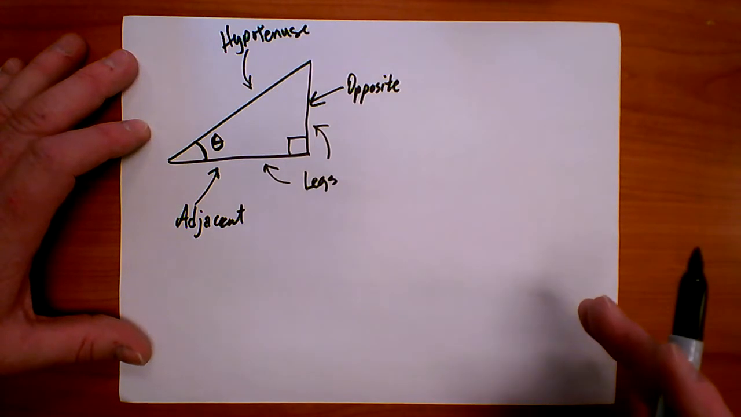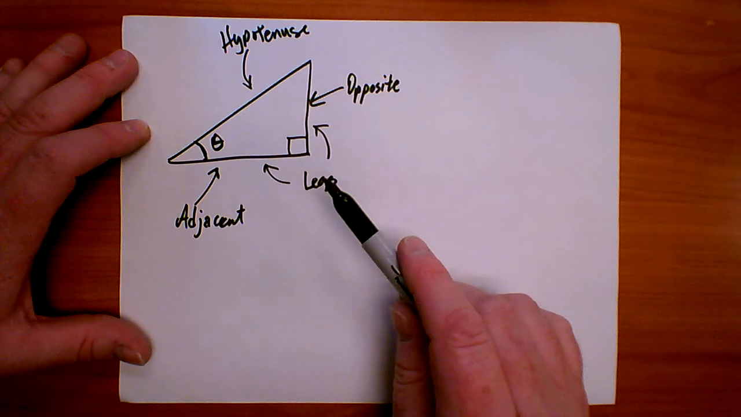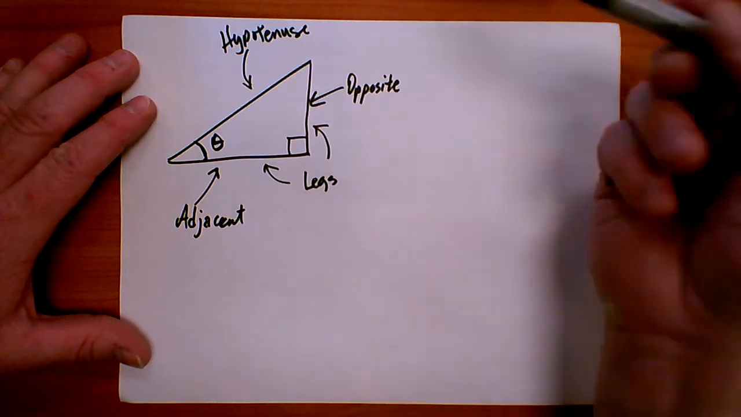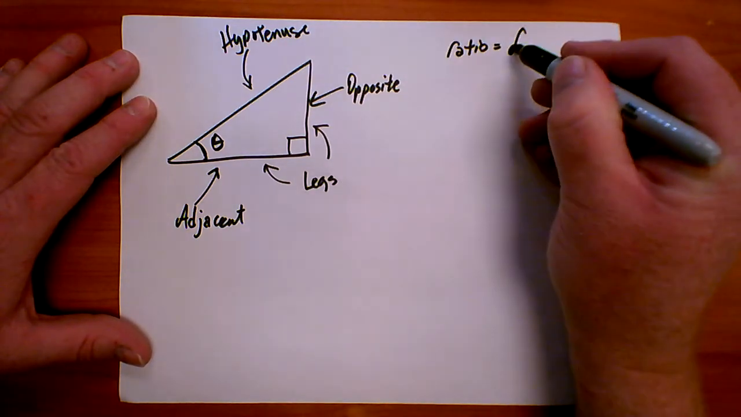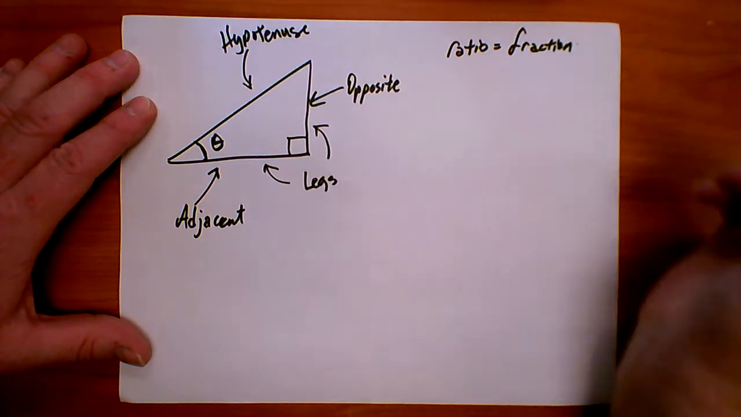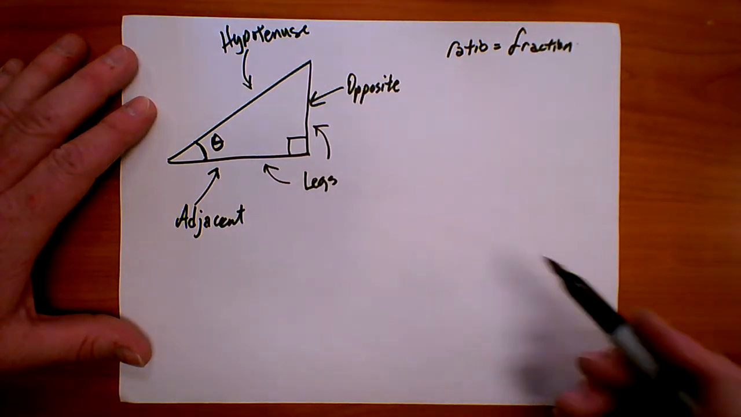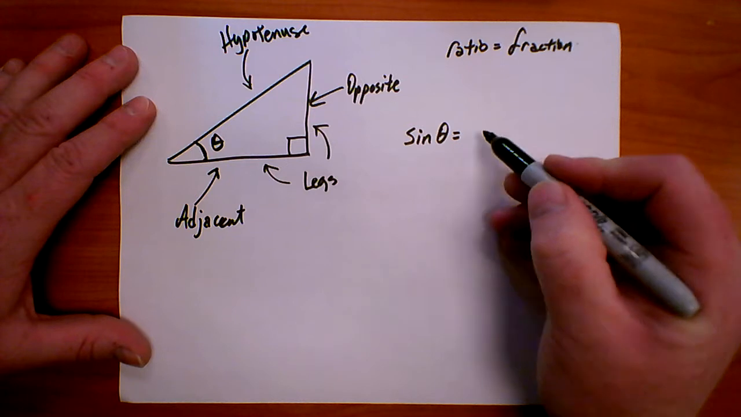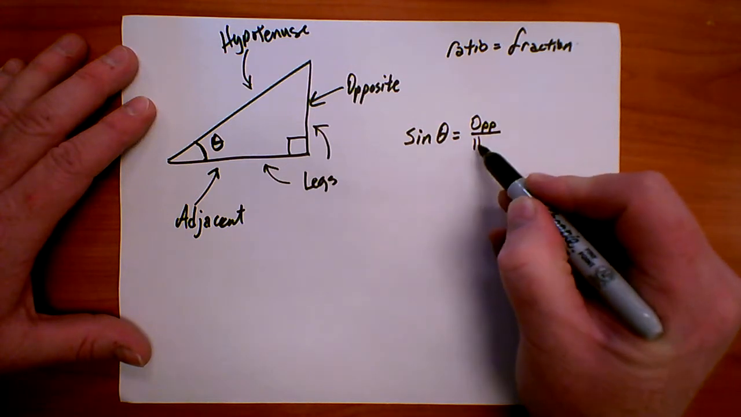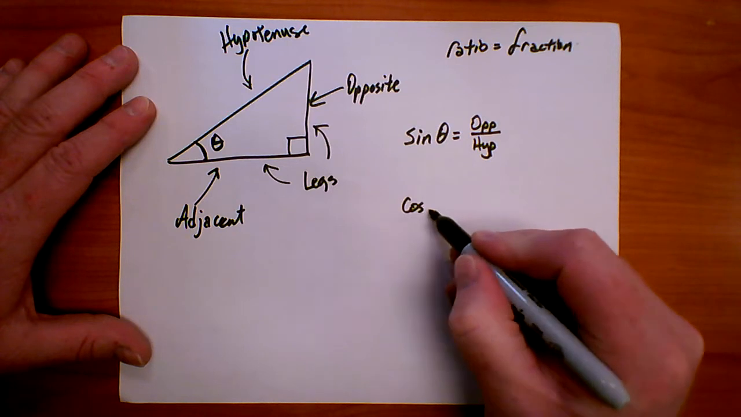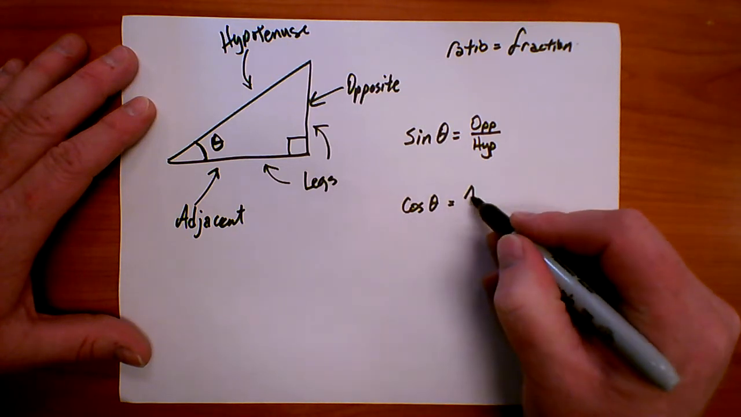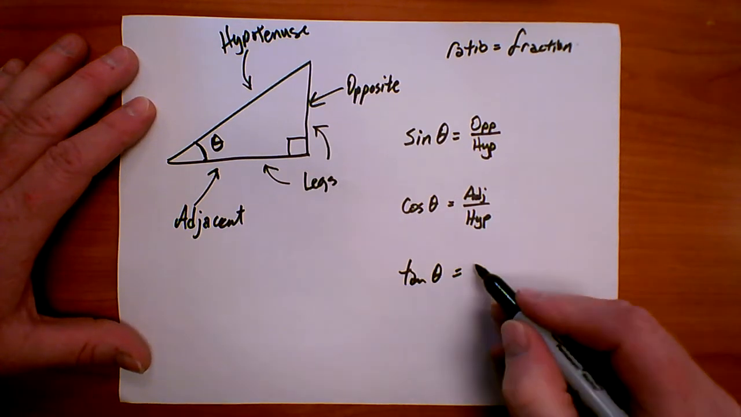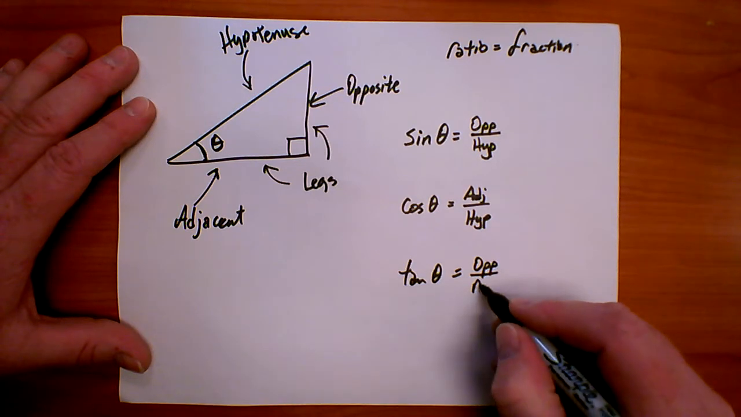Now, mathematicians throughout the years have discovered that if you take the ratio of any two sides of a right triangle, of a given corner angle, that ratio will be the same no matter how big or small the triangle is. Ratio is a fancy word for fraction, of course. And so mathematicians have given some fancy names to three of these side length ratios of right triangles. They call it the sine. So the sine of this angle theta is equal to the ratio of opposite over hypotenuse. Cosine of the angle is equal to the ratio of adjacent over hypotenuse. And tangent of the angle is equal to the ratio of opposite over adjacent.